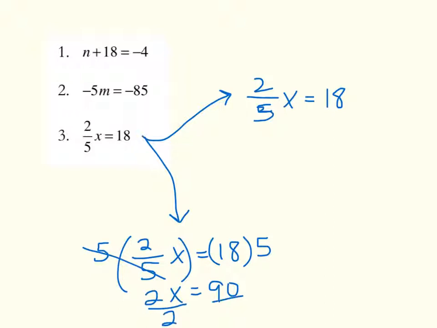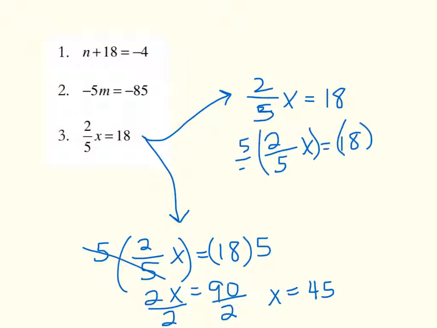Divide by the coefficient, and x equals 45. Now, when we do it in 1 step, which I'm going to do over here, we're multiplying by 5 halves, which is exactly the same thing as multiplying by 5 and dividing by 2. It's really the same thing, and that's why you can do it in both those different ways.